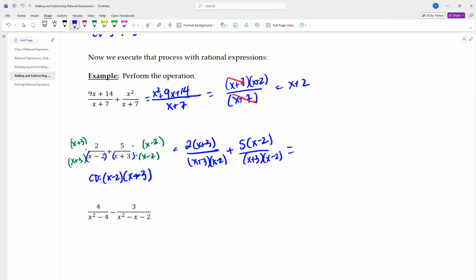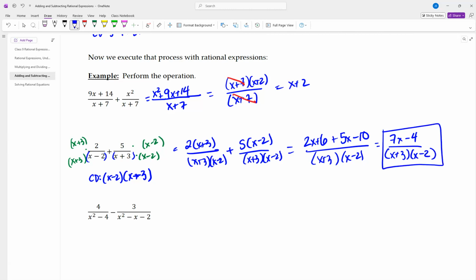And so then I'd get 2x plus 6, I can distribute here, and then plus 5x minus 10, all over x plus 3, x minus 2. Then I can just simplify here, so I get 7x minus 4 over x plus 3, x minus 2. Okay, and the denominator, if you wish to FOIL it out, you're welcome to. I'm not going to.